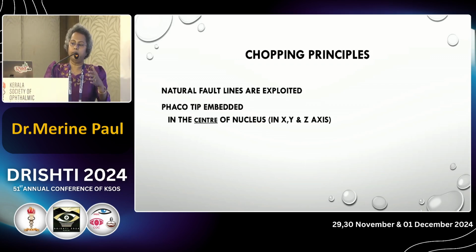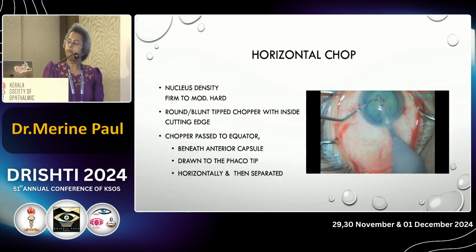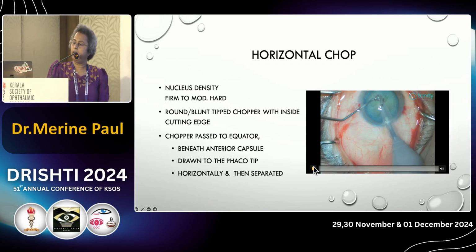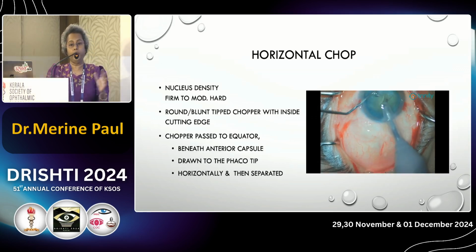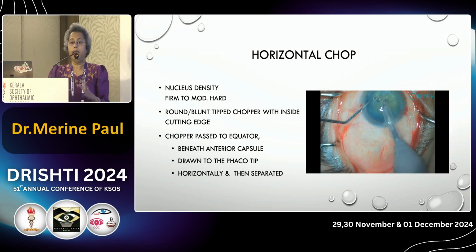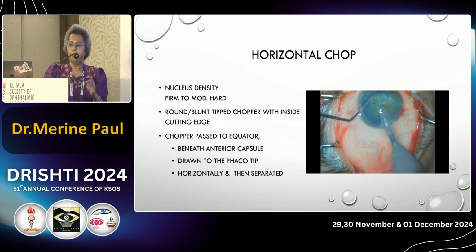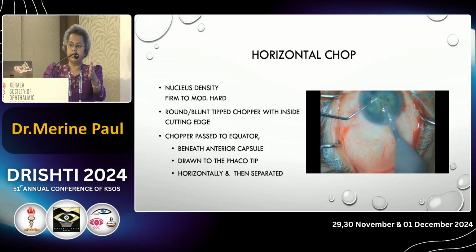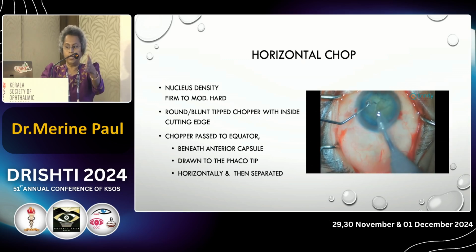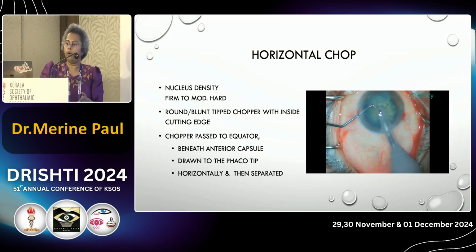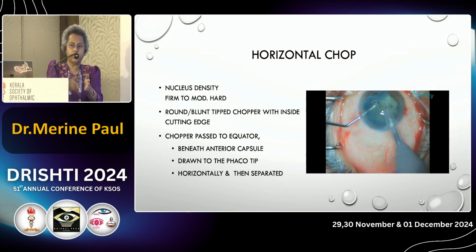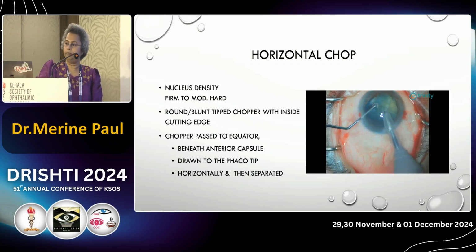Now, coming to chopping principle, you always utilize the natural fault lines, and the Phaco tip should always be embedded in the center of the nucleus. That is not just in the XY axis, but also in the Z axis as well. So the 2 types, the easier one is the horizontal chop, but for that you need a really widely dilated pupil, and the nucleus should be of moderate to hard density. You can use a blunt chopper with the inside cutting edge, and the chopper is passed to the equator and beneath the anterior capsule, and you draw it to the Phaco tip. And then once it is there at the Phaco tip, you horizontally separate.